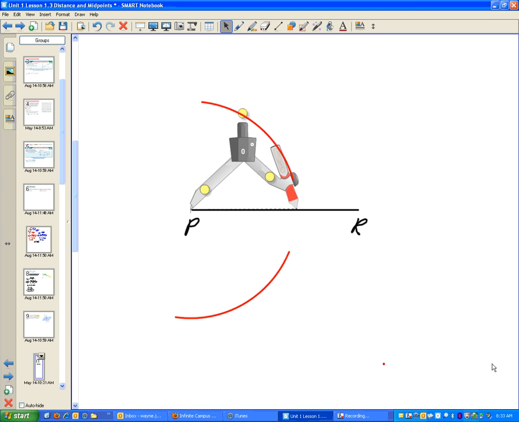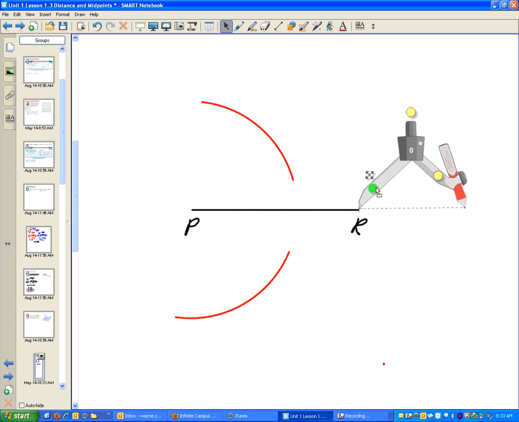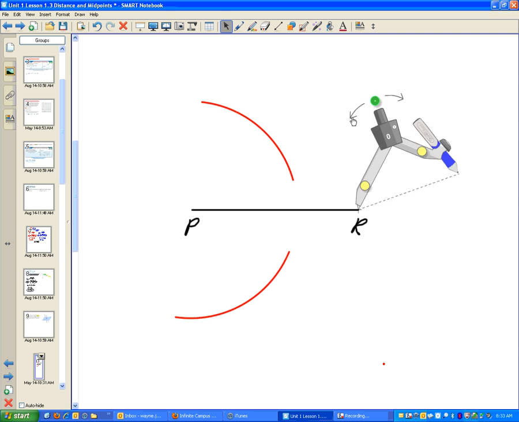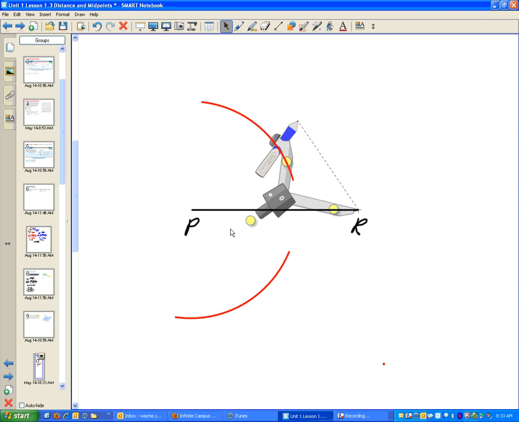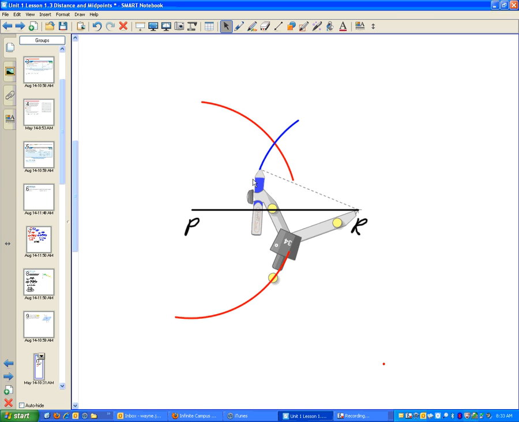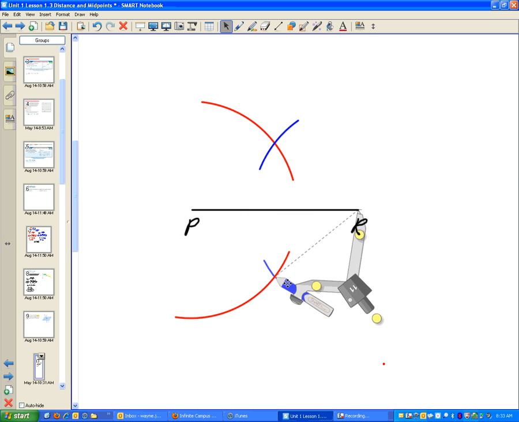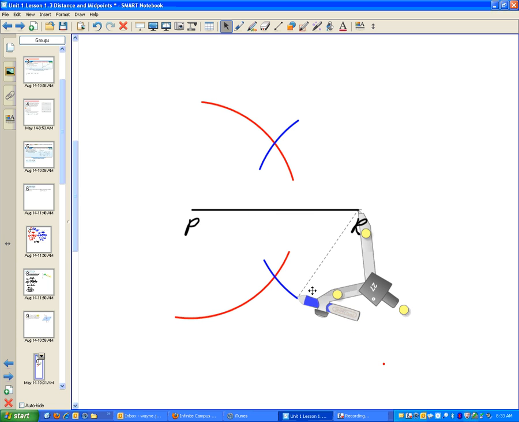Now, I'm going to move my point over to R. Now, I'm going to change colors here so you can see where the arcs come from. Now, I'm going to make my compass cross the arc I have above segment PR. And I'm going to make my compass cross the arc I have below segment PR.